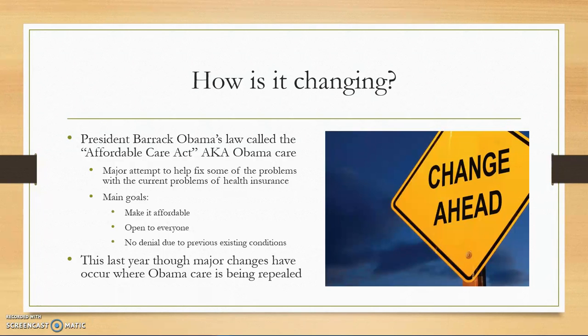And it all started with President Barack Obama. President Barack Obama tried to pass the law, and passed it, called the Affordable Care Act, also known as Obamacare. This was the first major attempt to help fix some of the problems that we are facing with our private health insurance. The main goals were to make healthcare more affordable, open to everyone, and to not be deniable to anyone. This has come under fire this last year since the presidential change from President Barack Obama to President Donald Trump, and Obamacare is being repealed to be replaced by something better.